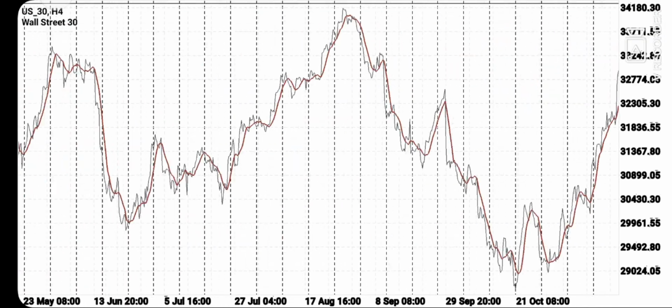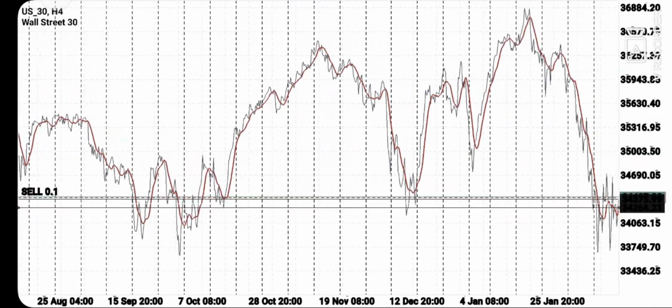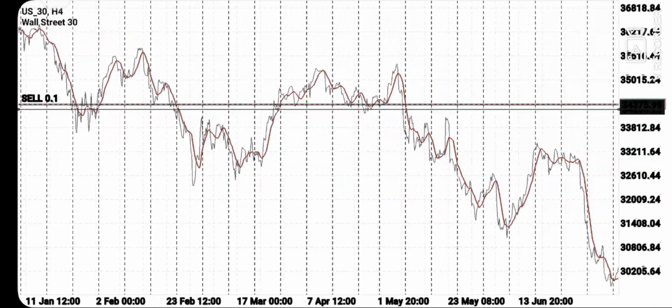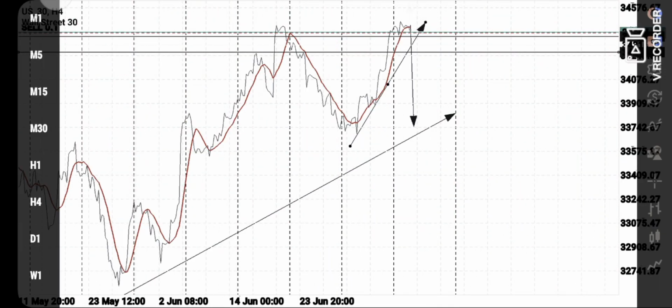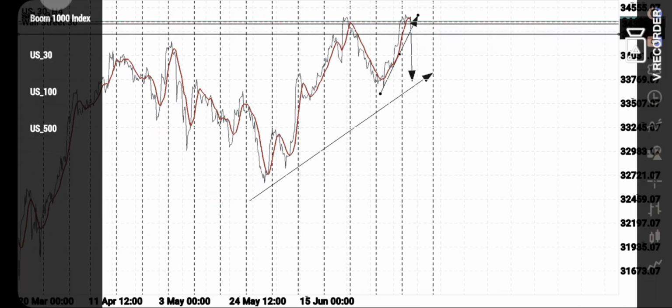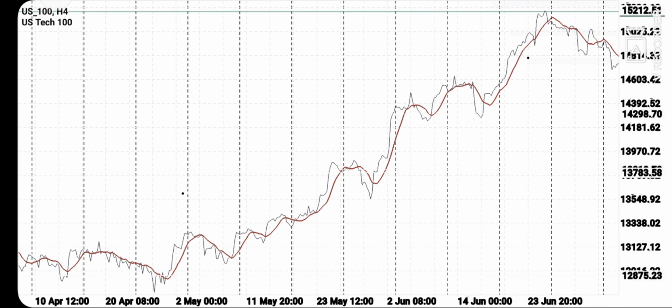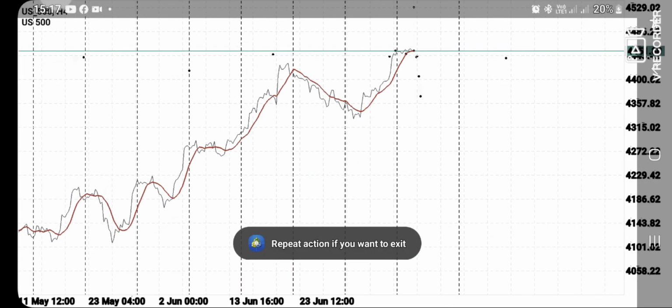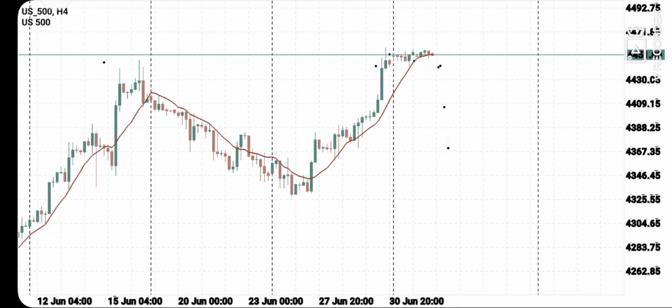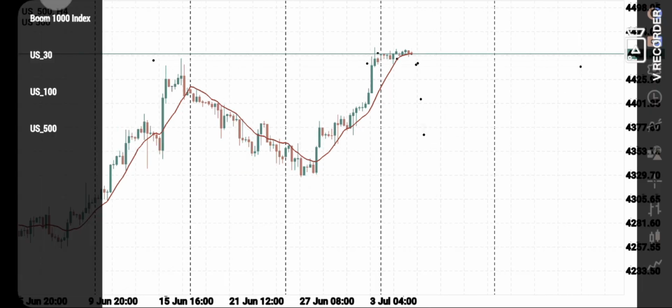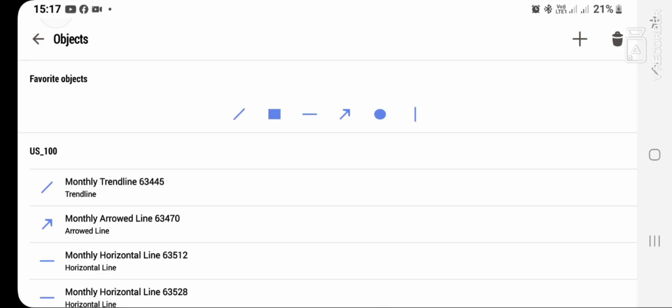I'm predicting the market to go down because we're in a resistance. But here the resistance was a support. Here the resistance is support. The other one is US 100, and the other one is the S&P 500. So this is where we change some charts to make them black. And here is where we get our objects.